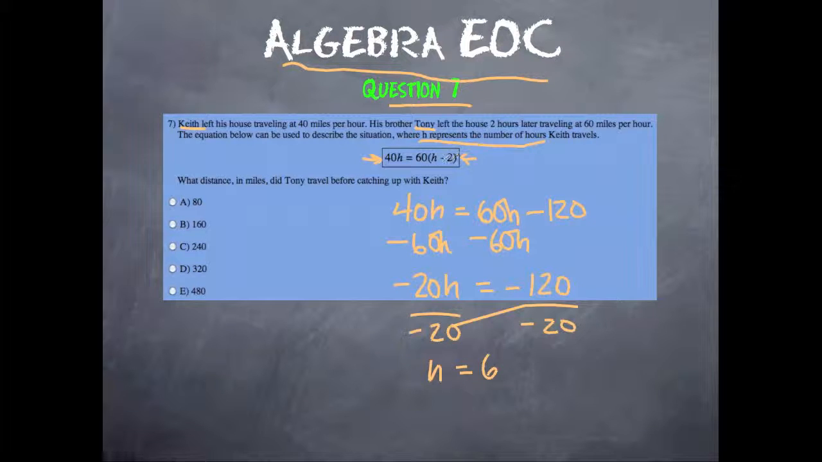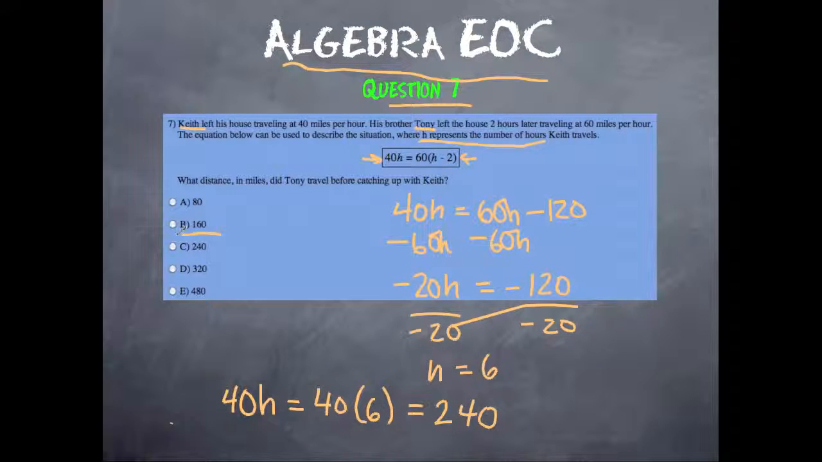So now the 60 times h minus 2 is equal to 40h. That means we can use either side to figure out how many miles were traveled. Even though this side is equal to Tony, we know that the equation for Tony is equal to the equation for Keith. So we're going to use the equation for Keith since that's easier. So that's 40h is equal to 40 times 6, which is equal to 240 miles, which is answer choice C.